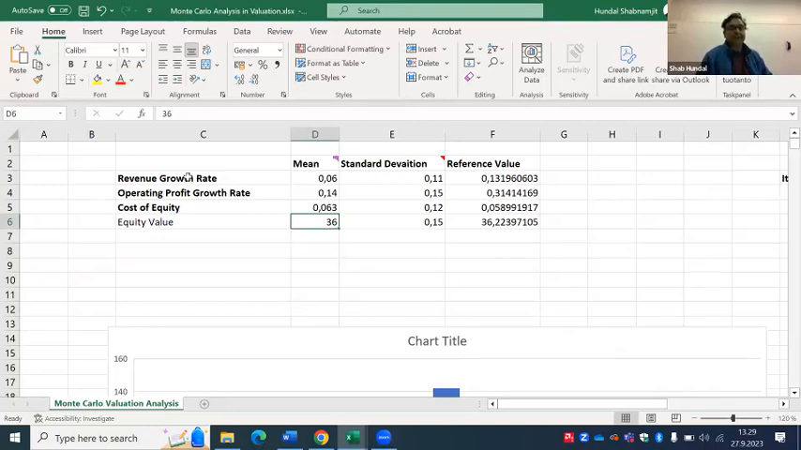Write down these three numbers. Revenue growth rate, the first variable. You can copy and paste even from the spreadsheet, which is available in Moodle. So, revenue growth rate, you know what is revenue? It is the rate at which your sales are increasing, right?